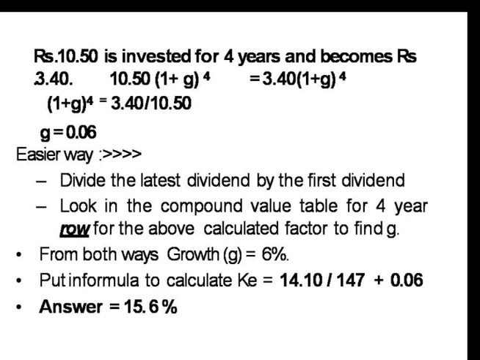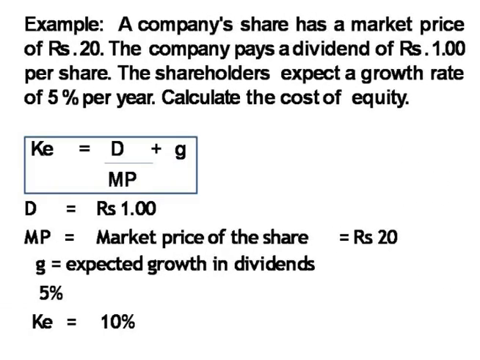The easier way, again, I already explained to you. So in that case our n is 4. So we put this figure in the formula. So 14.10 divided by 147, and we add G 0.06, and the answer would be 15.6%. Here is one more example. You calculate it by yourself. The solution is also given.